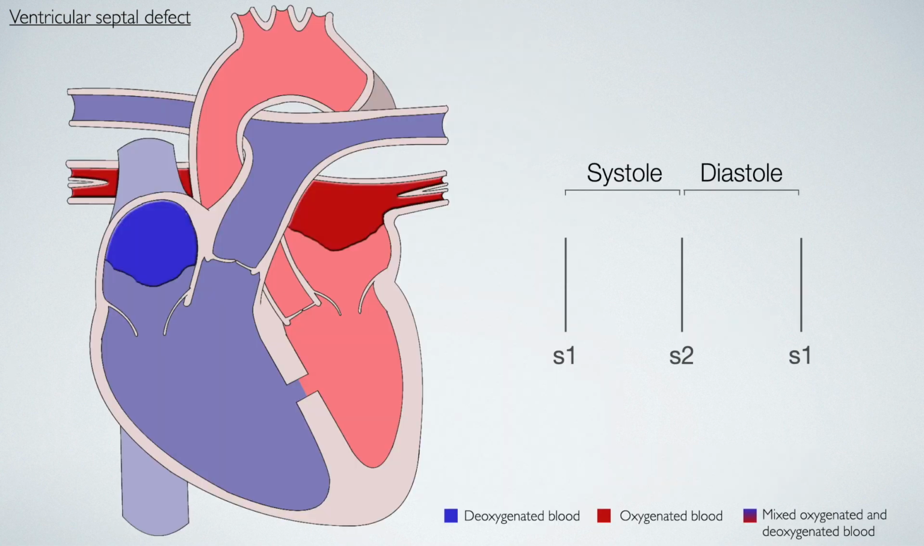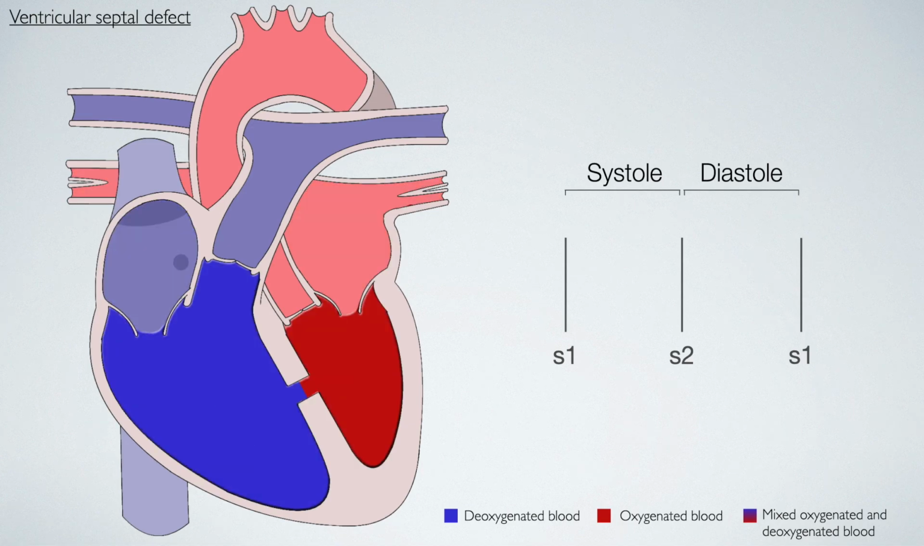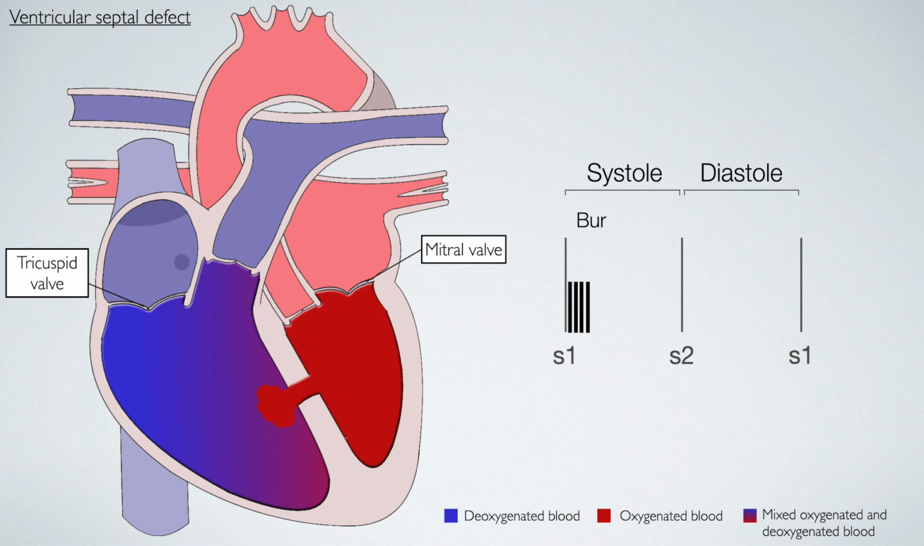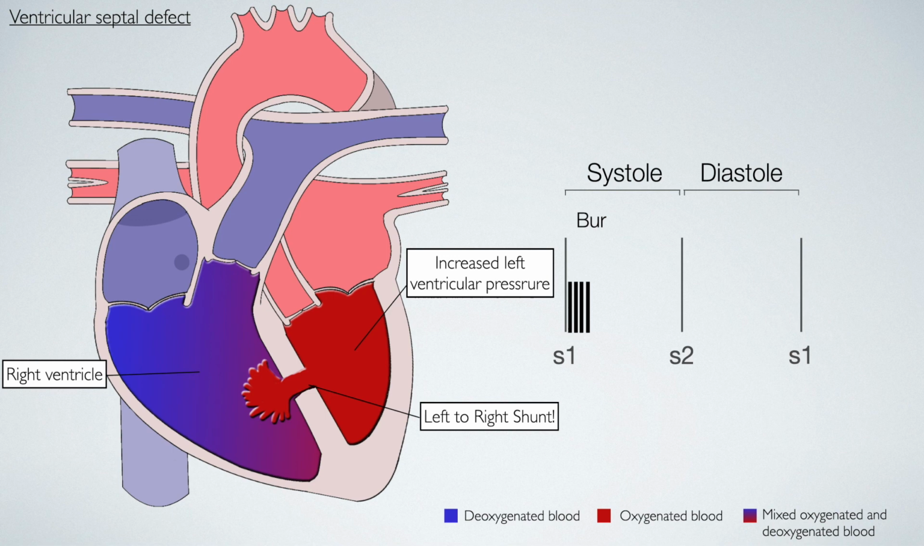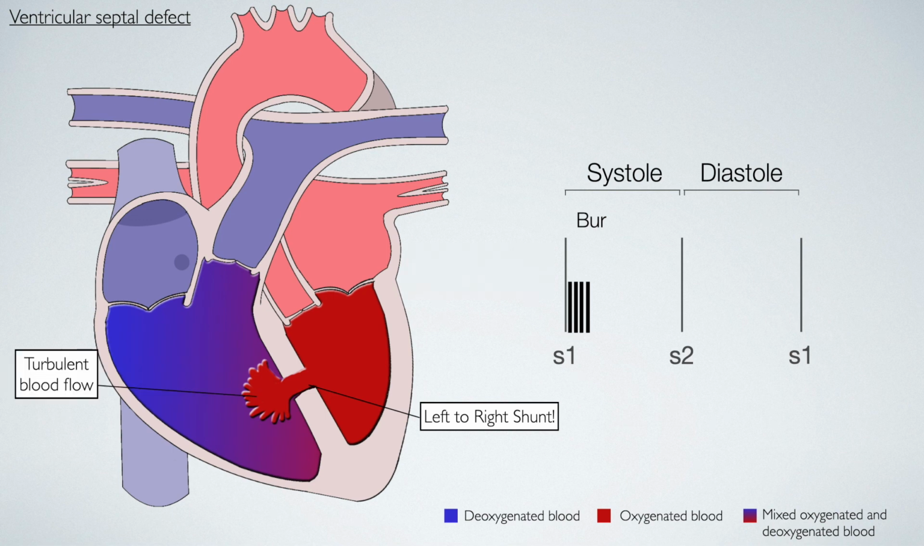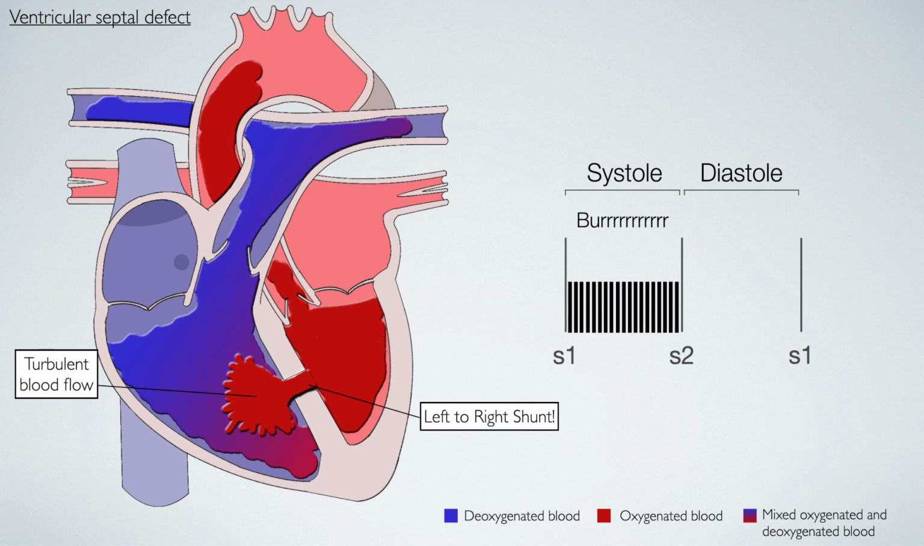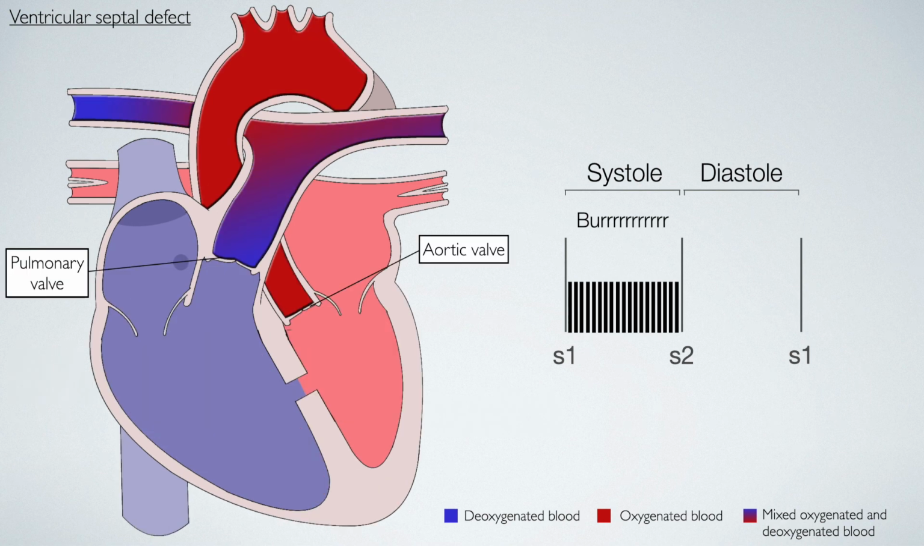Let's use an animation now to understand how the murmur occurs. Blood flows from the atria into the ventricles, and as usual the tricuspid and mitral valves close. However, due to increased pressure in the left ventricle compared to the right ventricle, a left to right shunt occurs across the ventricular septal defect. This produces turbulent blood flow which generates our pansystolic murmur. The aortic and pulmonary valves close and the cycle begins all over again.